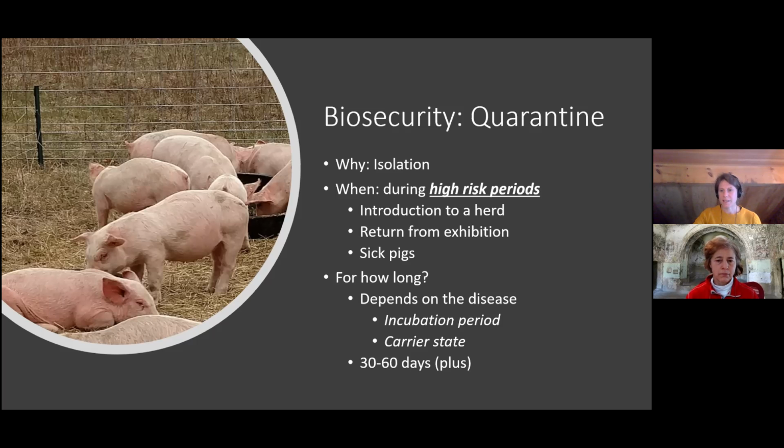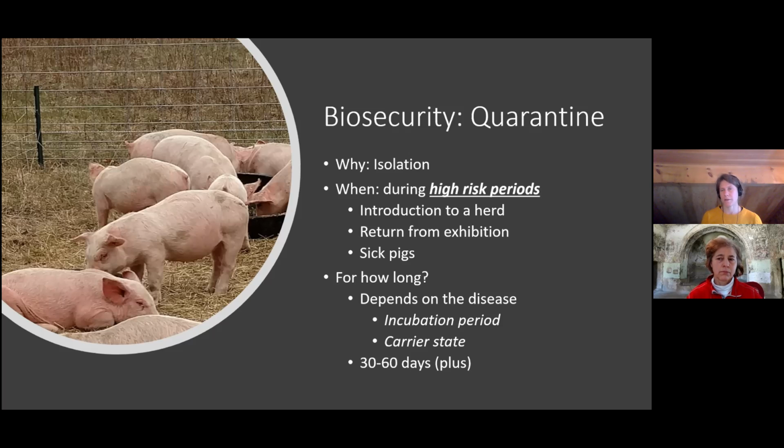So if a disease has a long incubation period, then that's going to necessitate that you follow a longer quarantine period. And then the reverse is true. For a short incubation period, that animal's going to show you sooner that it might be sick. So you'll be able to act on that sooner. So that means a shorter quarantine period. And it's the same math with the carrier state. So a long carrier state means a long quarantine. A short carrier state means a short quarantine. So we'll put that into some more concrete context.